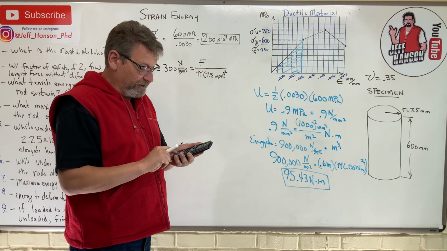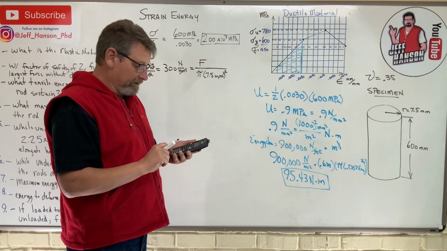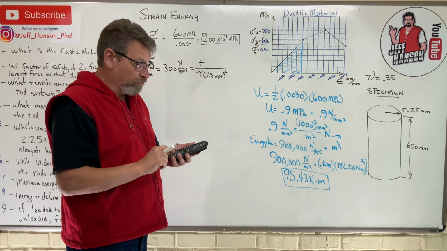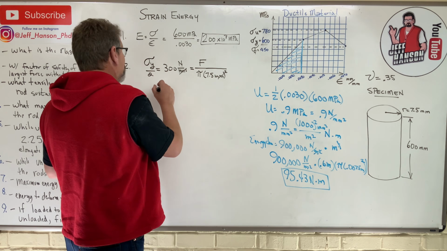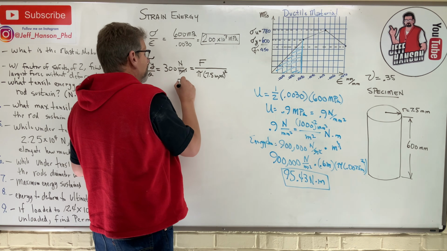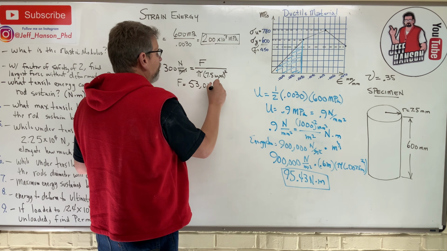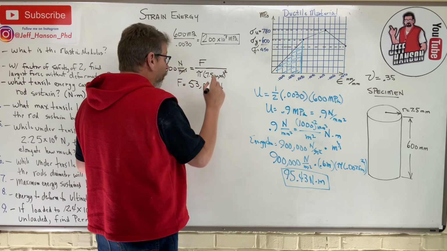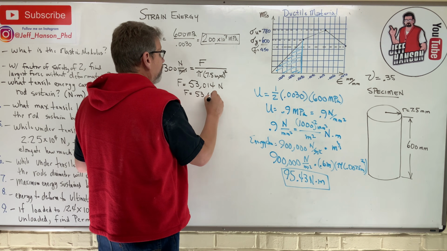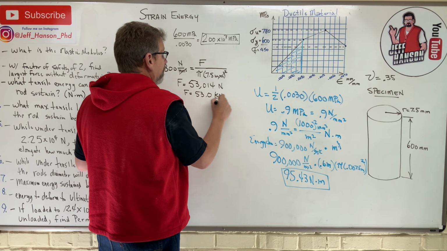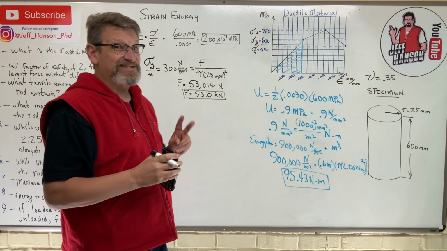So 300 times pi times 7.5 squared equals 53,014. So this F equals 53,014 newtons, or F equals 53.0 kilonewtons. Okay? So there's the answer to number 2.